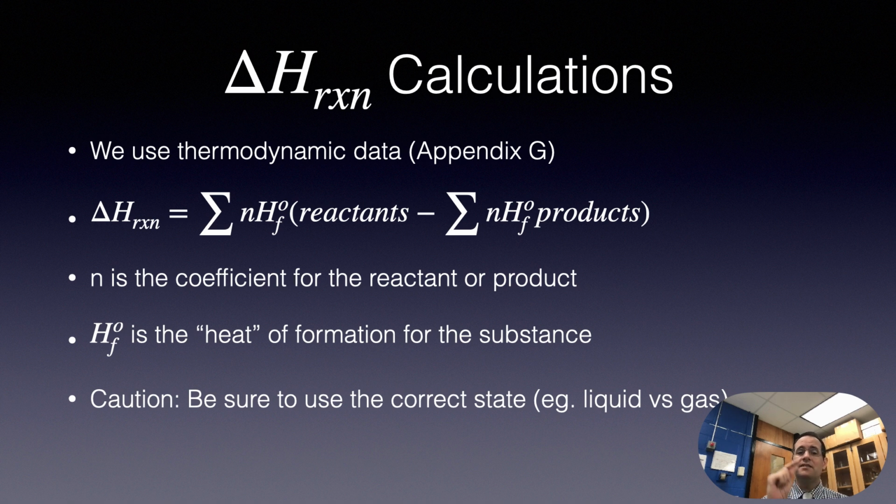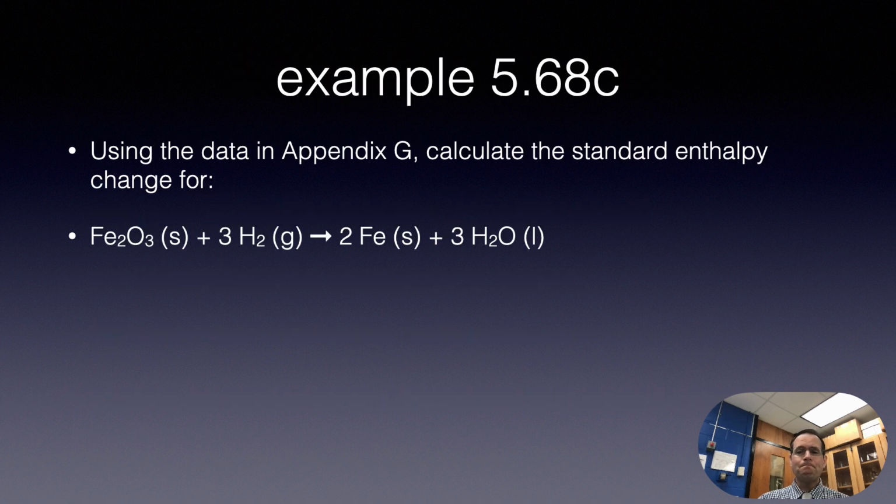The heat of reaction is equal to the sum of the N times the heat of formation of the reactants minus the sum of N times the heat of formation of the products. Now, what is N? N is the coefficient for each chemical in your balanced chemical reaction. It could be the reactant or it could be the product, okay? And the heat of formation, right, is the value you get from the table. And again, caution, be sure to use the appropriate state, solid or liquid or gas or aqueous when you're doing these calculations.